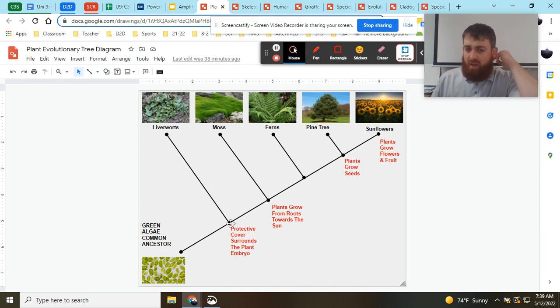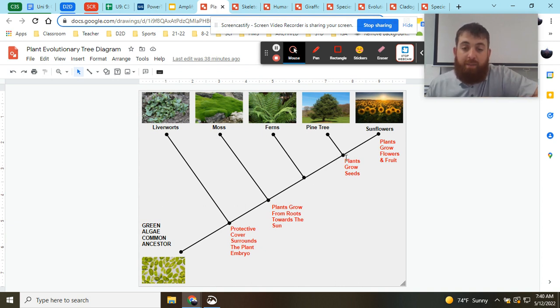So at this first point here, where our liverworts and our green algae meet, we have some common ancestor where a protective cover surrounded the plant embryo, so helped to keep it safe. That common ancestor gave rise to liverworts, which then continued on, where we had a common ancestor that had plants grow from the roots towards the sun. So instead of growing out, they grew up. And from there, we had the moss species show up. That common ancestor continued on. And from here, we have ferns show up.